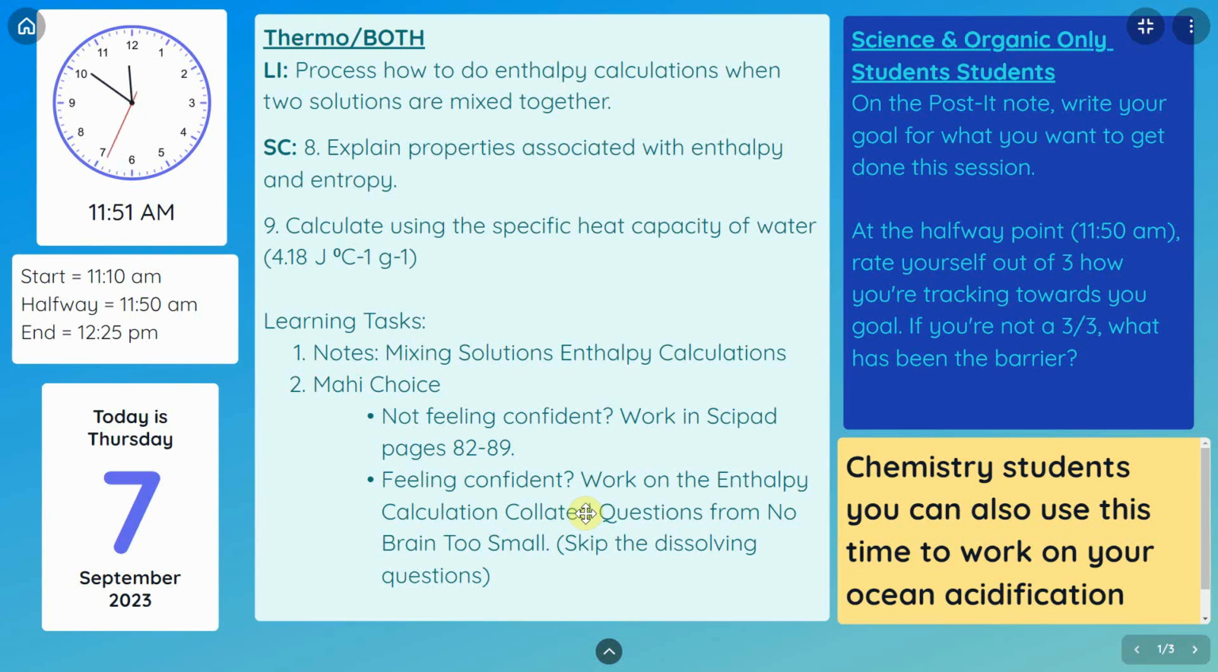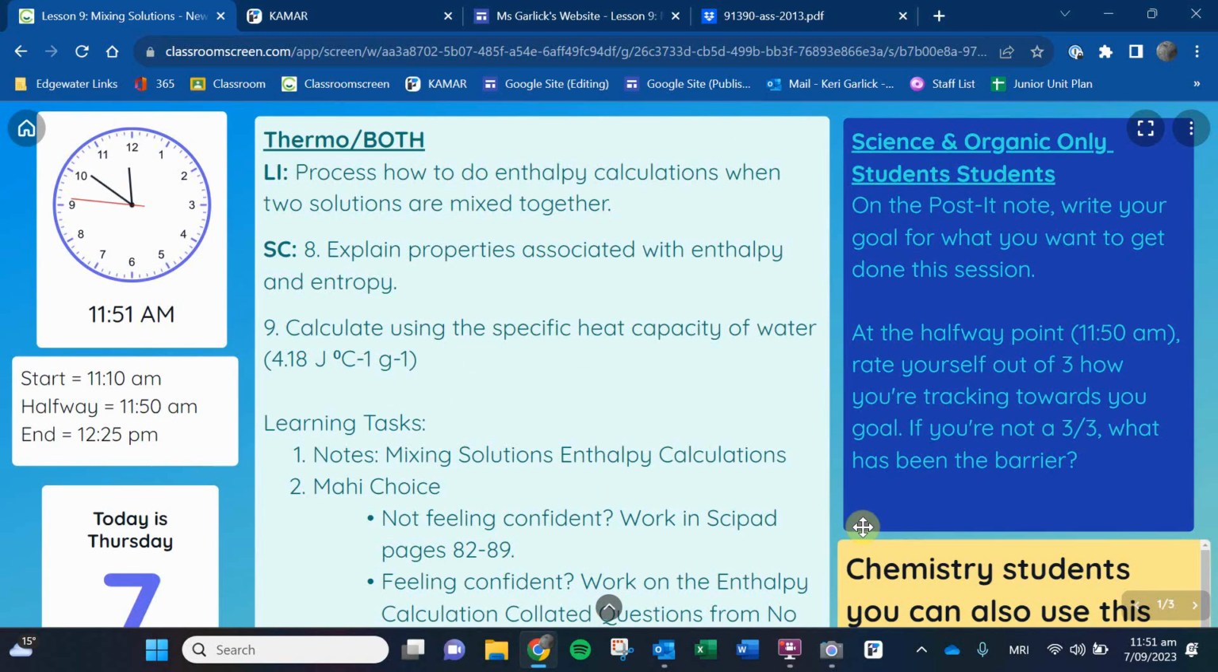If you are feeling confident, you can do the collated questions. And the final choice you guys have is working on ocean acidification, or you can work on organic. Cool. That's me for today. You have the rest of the period to study.